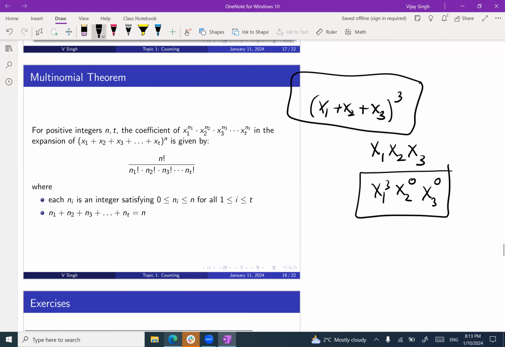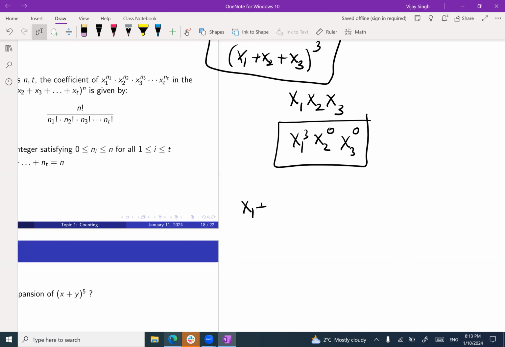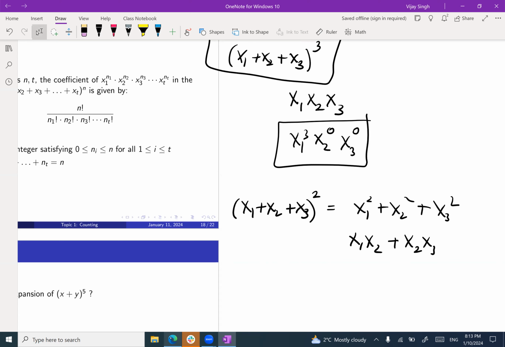Let's take an example. Let's take x1 plus x2 plus x3, the whole cube. No, sorry, whole square. Let's just do square first. It's what? x1 square plus x2 square plus x3 square. See, all the powers are 2. Then we have x1, x2, power is what? 2. We have what? x2, x3. And then we have what? x3, x1. There'll be some coefficients here. We don't know, we'll find that out in a minute. This is an example of a multinomial theorem, if you square it.